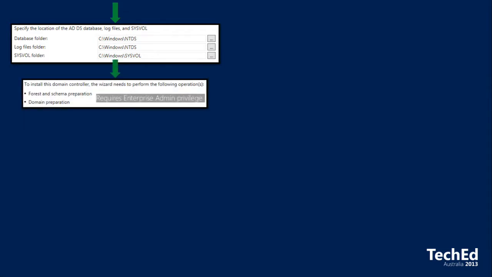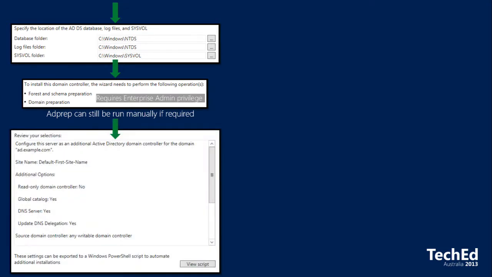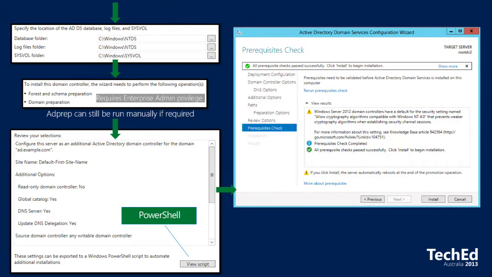We go through the whole process, and I find it a bit difficult to see the screen there. AD prep is now no longer required. All of the prerequisite stuff is being taken care of by the wizard. It will double check for you. If you want to do an AD prep for your domain and forest, you still can, if you really want to, if you're feeling nostalgic. And at the end, you get the ability to once again pull up the PowerShell script for actually promoting something to being a domain controller.